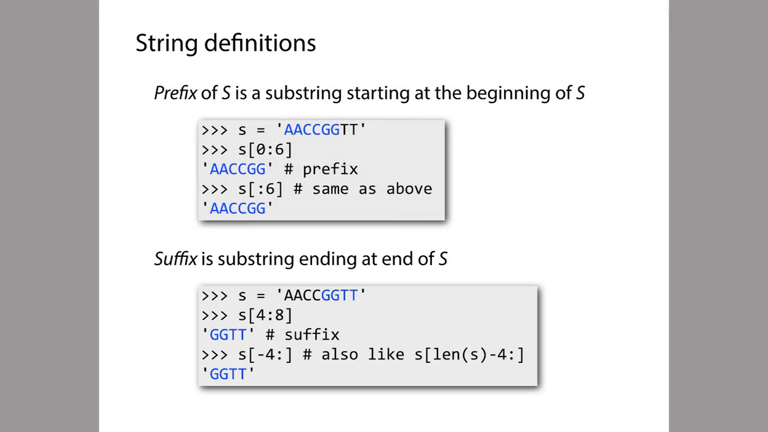A suffix is a substring that ends at the end of the longer string. So for example, if this is our string S, and we take the substring from offset 4 up to but not including offset 8, we get the string GGTT, which is a suffix, as you can see here. This is another way of saying the same thing. We put -4 : and then omit what comes after the colon. That's another way of saying we want to start four positions to the left of the end of the string and then go to the end of the string. So it's another way of saying what we set up here.